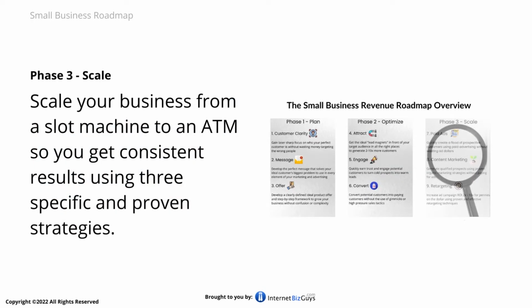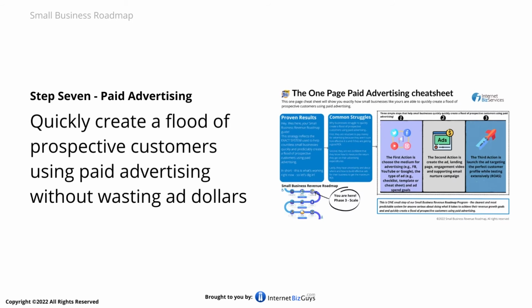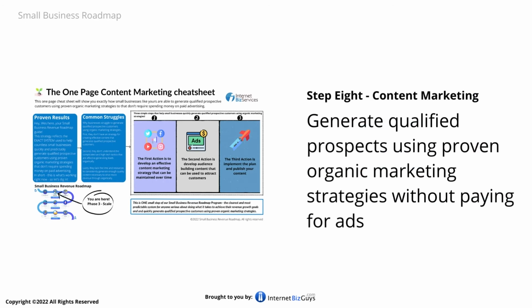Scaling your business from a slot machine to an ATM so you get consistent results using 3 very specific and proven strategies. Step 7, the first step in this phase, is paid advertising. And that's how you quickly create a flood of prospective customers using paid advertising, but not wasting your marketing dollars and putting those dollars in the wrong place. The 8th step is content marketing. And this is where we generate qualified prospects using proven organic marketing strategies without having to pay for ads.